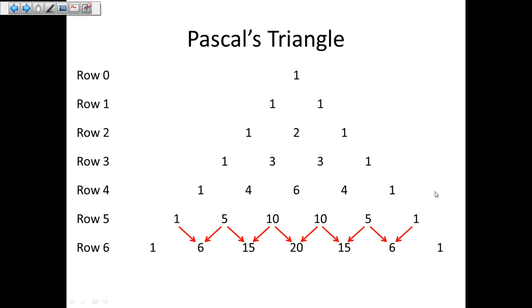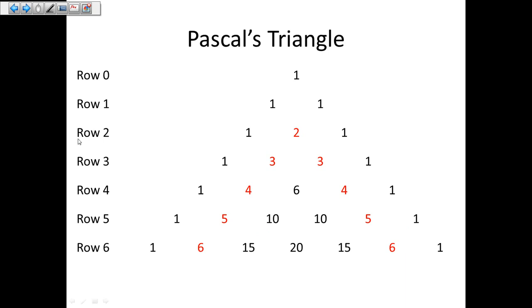and here's row 6. Now, it might be a good idea to copy Pascal's triangle in your notes right now, but I don't want you to memorize rows for Pascal's triangle. I want you to remember how to make Pascal's triangle up to the row that you need to do the binomial expansion.